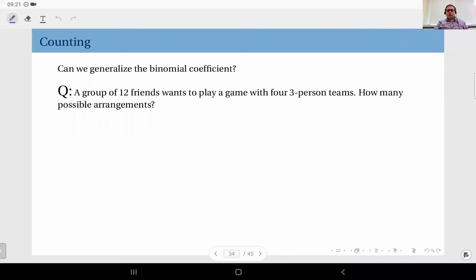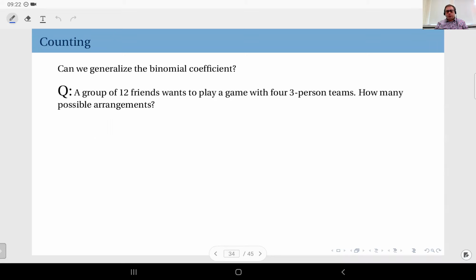Right, so that's how we derive the binomial coefficient. But the next question is, can we generalize the binomial coefficient? How to generalize it? So in what sense? Let's see that in this question.